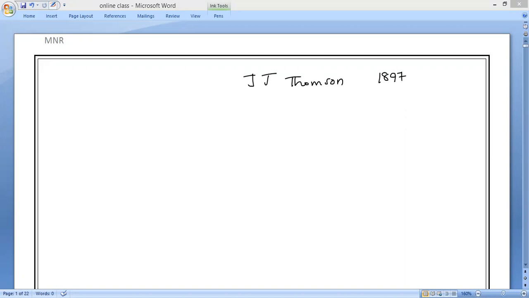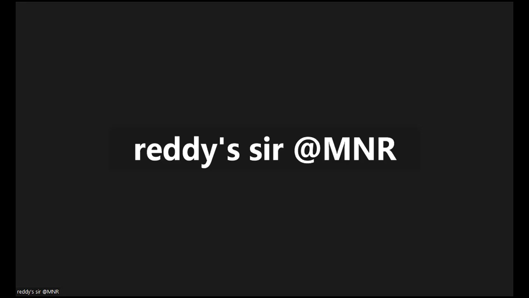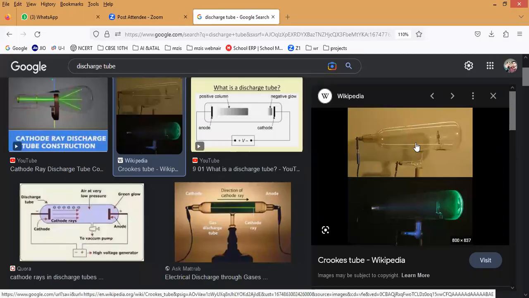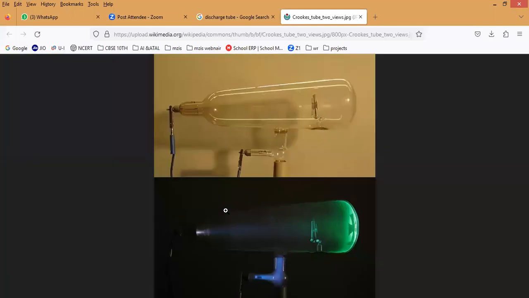Next, we saw the components of the discharge tube. It is a glass tube with both ends sealed. And it has metal plates as electrodes. One is positive, which we call the anode, and the negative one we call the cathode. That is what we have seen.